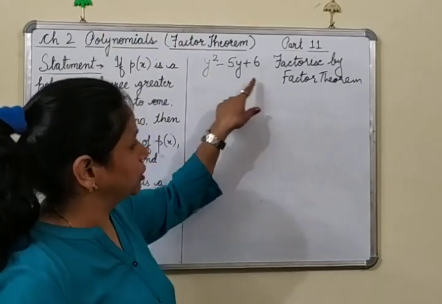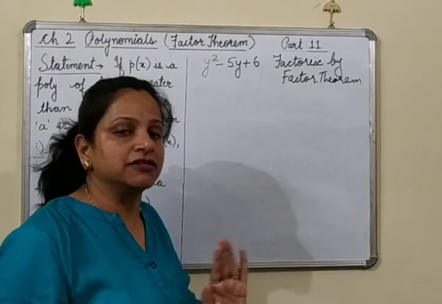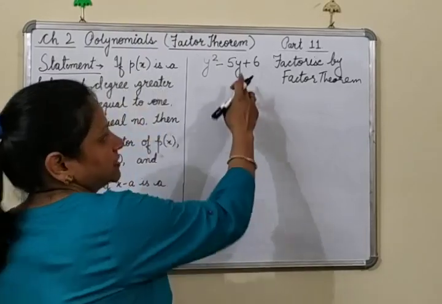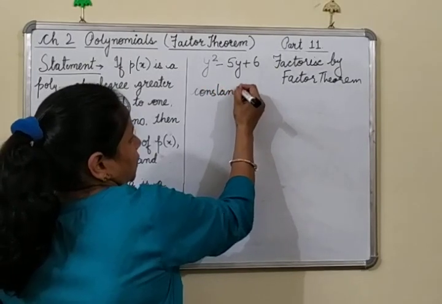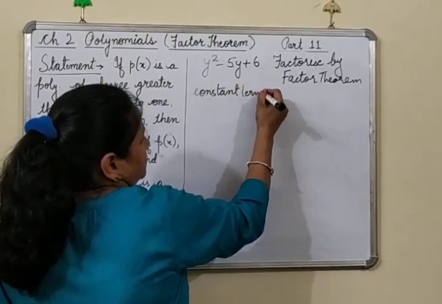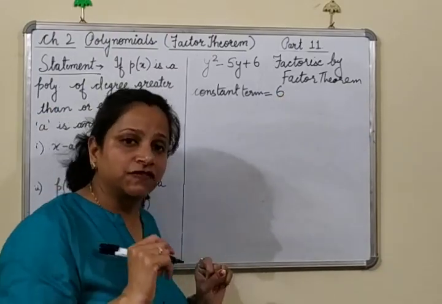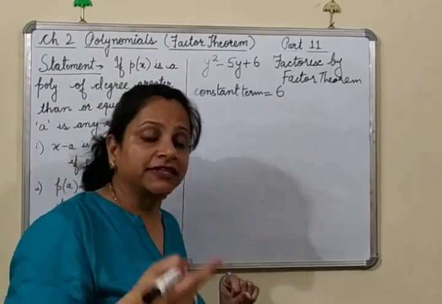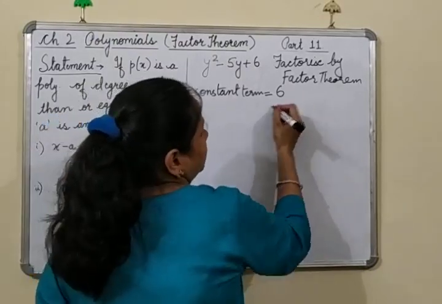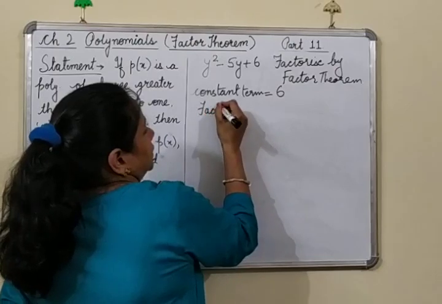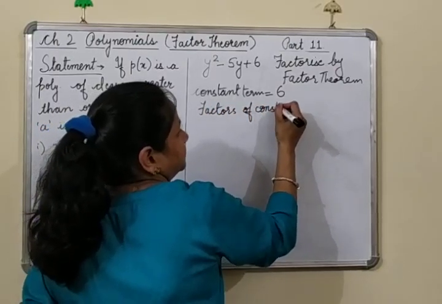Now when we look at this polynomial, we see that the leading term is just y square. There is no number with it. There is no coefficient with it. So we just see the constant term. What is the constant term that we have? The constant term is 6. And what are the factors of 6? What are the tables in which 6 comes? Factors can be the factors of the constant term.